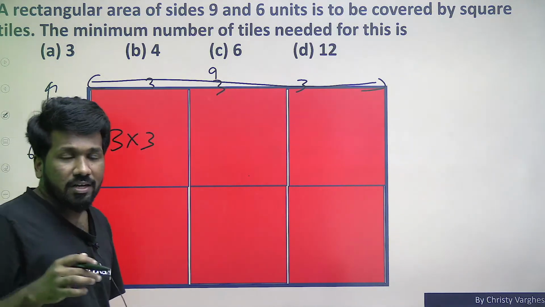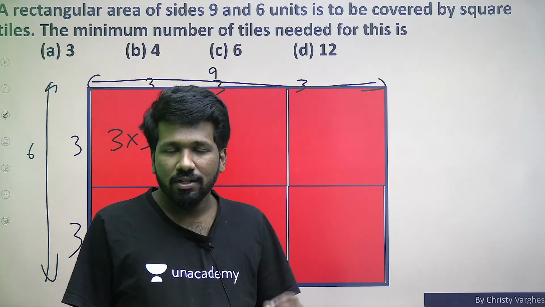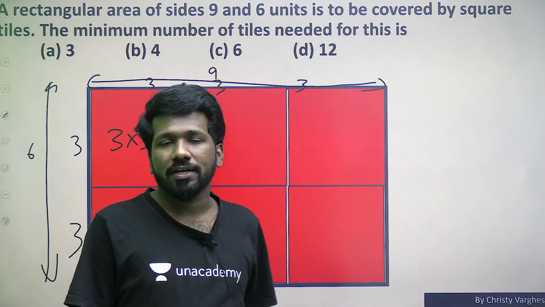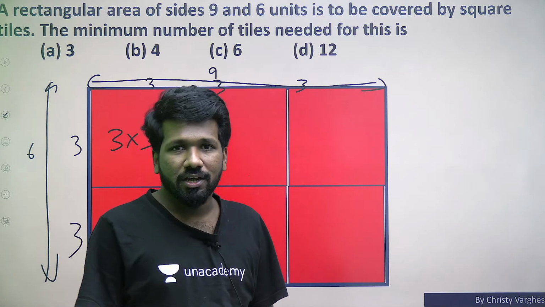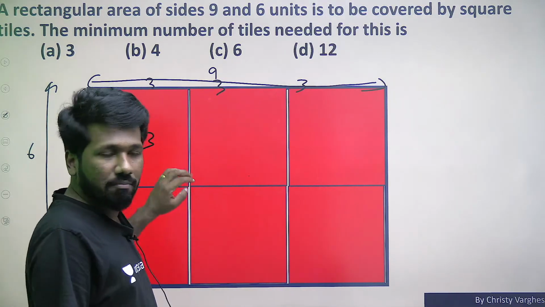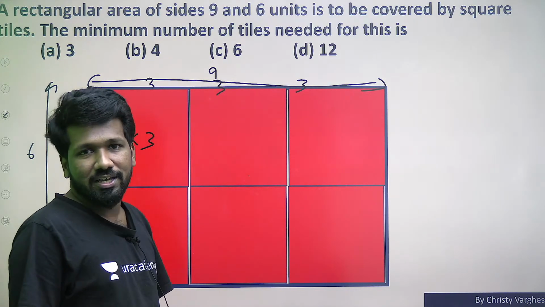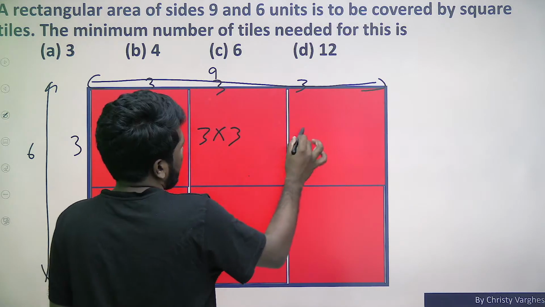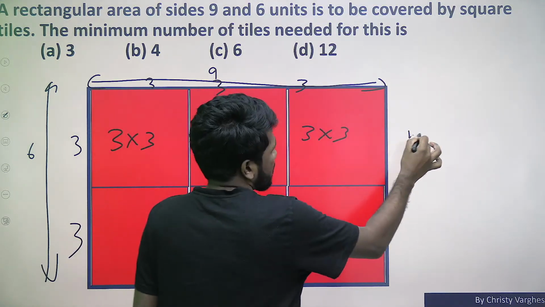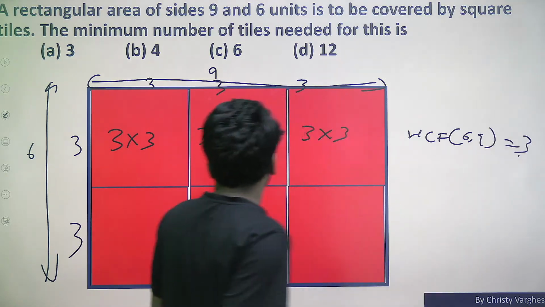Yeah, common factor बहुत सारा है. Multiple common factors हो सकता है ना. 3 भी common factor है, 1 भी common factor है. But हाईएस्ट कॉमन फैक्टर हमें चाहिए क्योंकि मिनिमम टाइल्स चाहिए ना. मिनिमम टाइल्स के लिए हर टाइल का साइज as much big as possible चाहिए. इसलिए HCF of 6 and 9, that is 3, will be the dimension of the square.